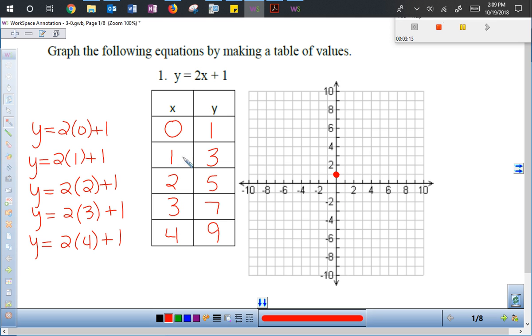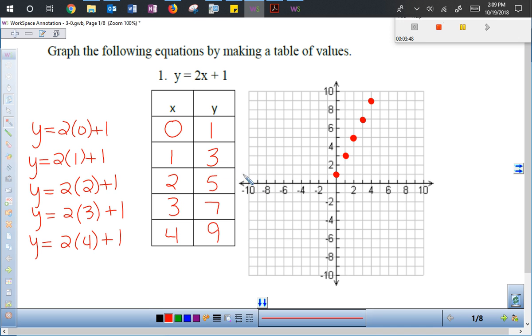Then we're going to go to 1 comma 3. So 1 on the x-axis and up to 3 on the y-axis and put a point. 2 on the x-axis and 5 on the y-axis and put a point. Then we're going to go over to 3 on the x-axis and 7 on the y-axis and put a point. And finally 4 on the x-axis and 9 on the y-axis and put a point.